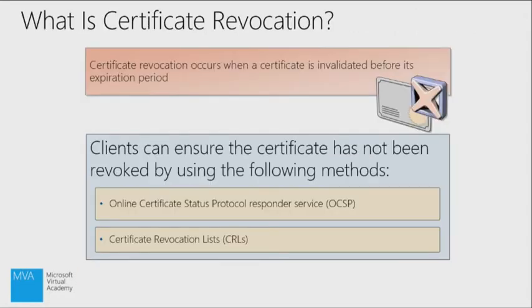Certificate revocation is what happens when I, as an administrator, decide that a certificate should no longer be valid. That could be for any number of reasons. A user no longer with the organization, a computer taken offline. There are various reasons for a certificate being revoked. Clients can ensure the certificate has not been revoked by using the following methods: the Online Certificate Status Protocol Responder Service, or the Online Responder, or the Certificate Revocation List.